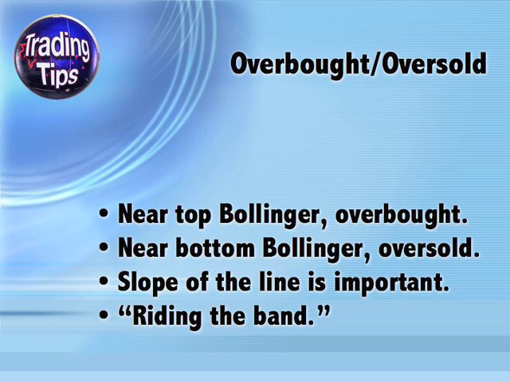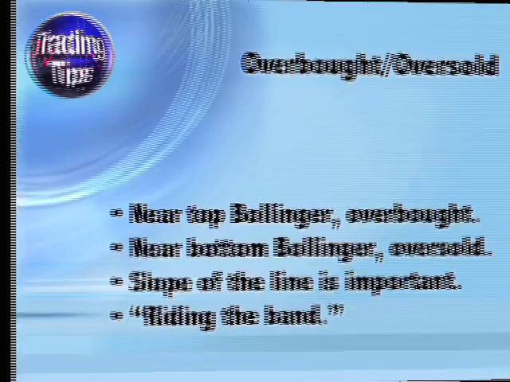However, it's important to consider the slope of the Bollinger line. Stocks often ride the band, i.e. they'll ride an ascending Bollinger Band higher or a descending one lower. Thus, for a stock to be overbought, it needs to be near an upper band that's descending, or for a stock to be oversold, it needs to be near a lower band that's ascending, or at least flat.